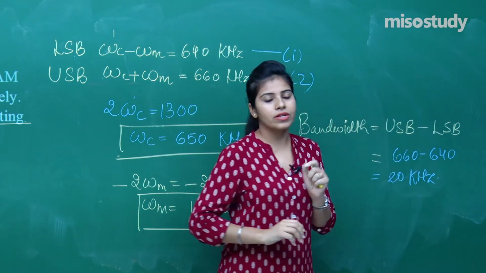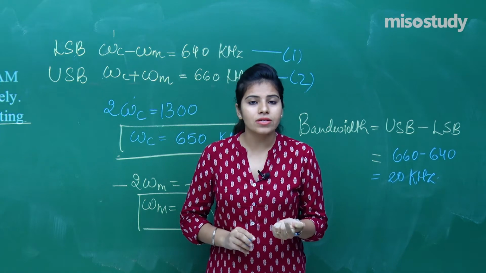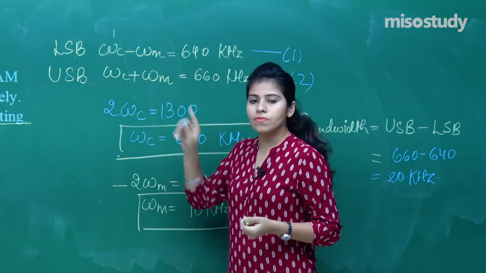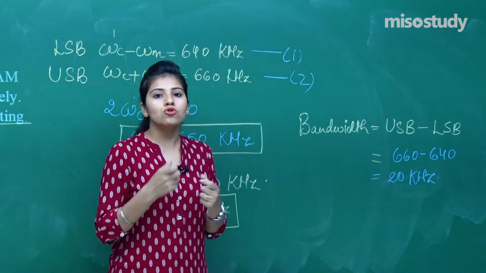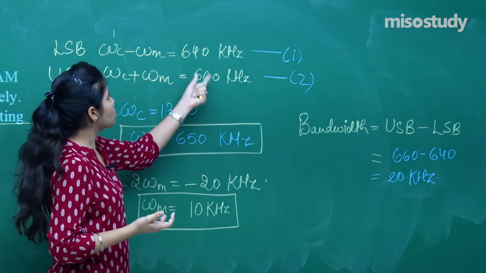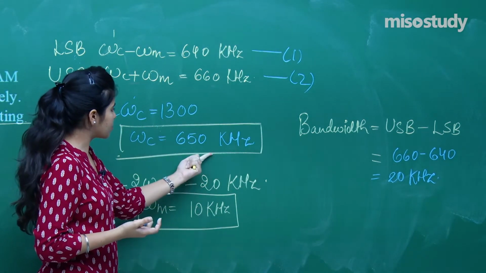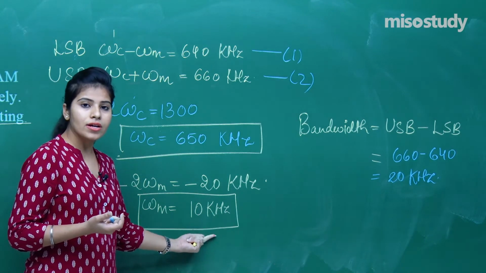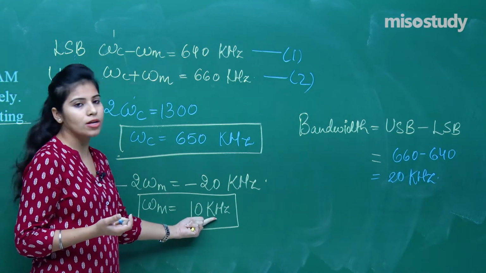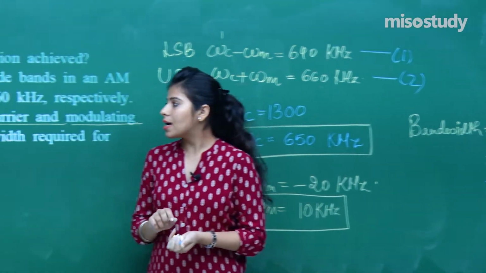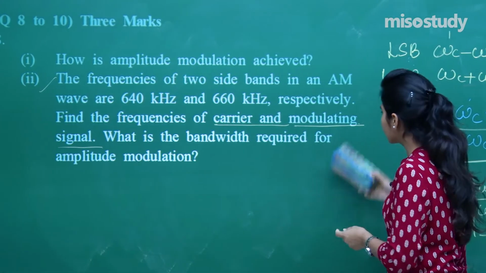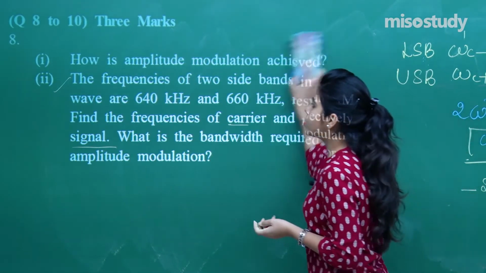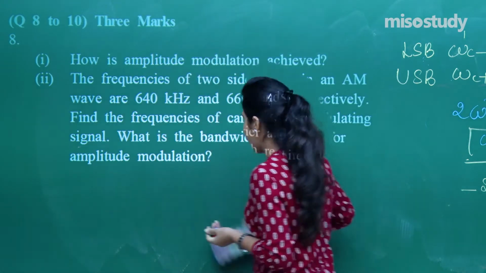This is your bandwidth. You can also find the bandwidth from these two equations, where you can find 2 omega m equals this thing 650, or you can directly put this value to find the equation from this value. Okay, simple as that. Now let's start doing the next question, question number 9.